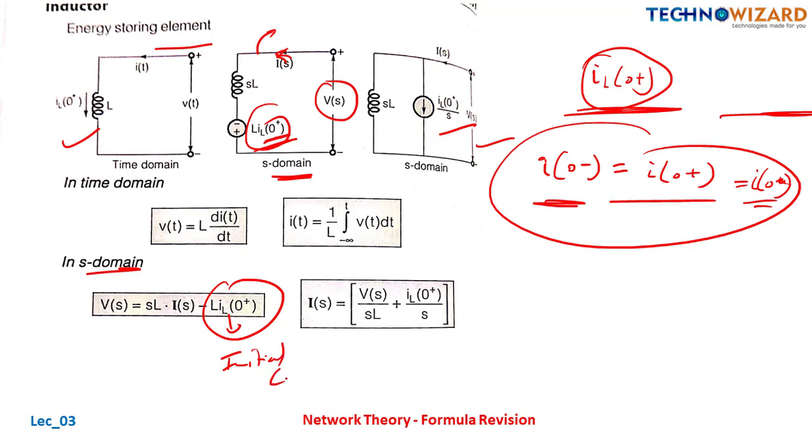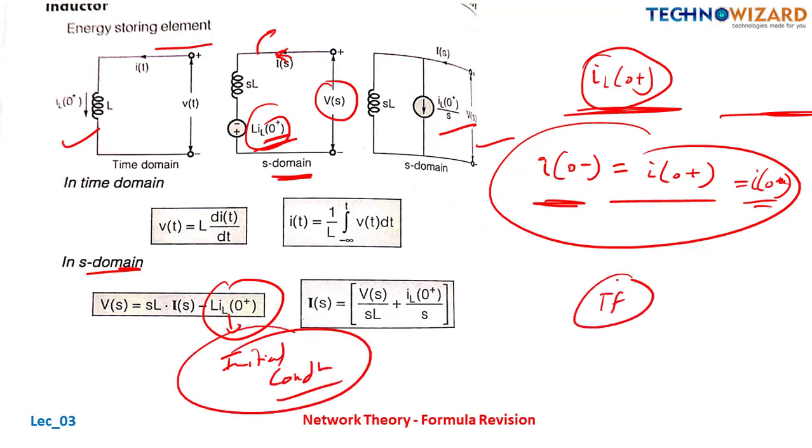Now in S domain, if you are considering initial conditions, these are the initial conditions. Remember, in control system for transfer function calculation, we don't consider initial conditions. Remember, V of s is given as SL I of s minus L IL of 0 plus. If you have to calculate for I of s, it is given by V of s upon SL plus IL of 0 plus upon s.